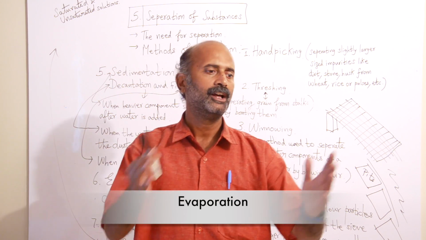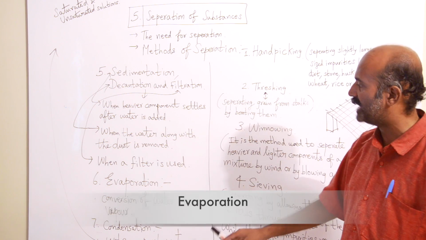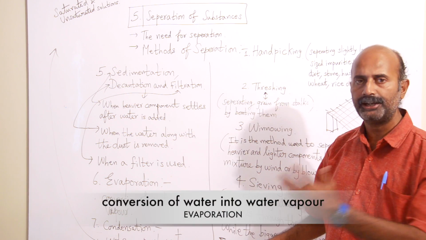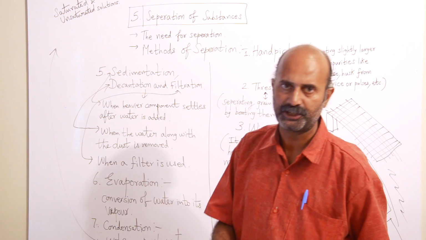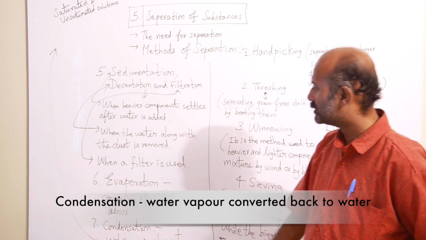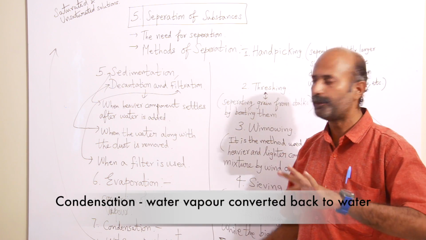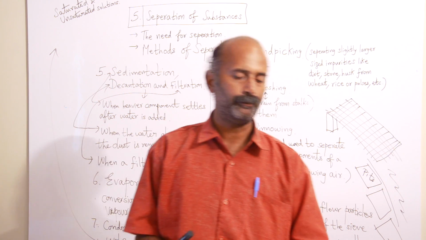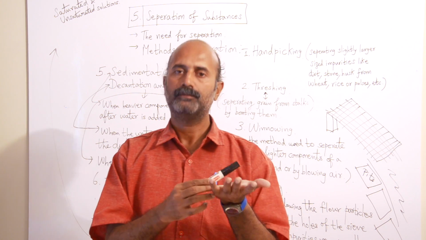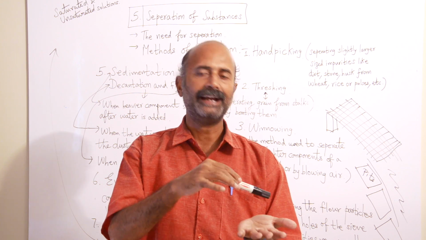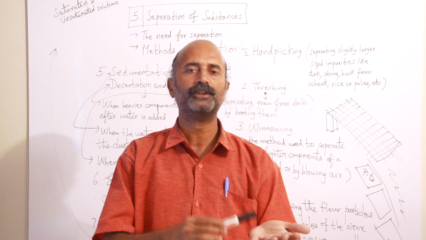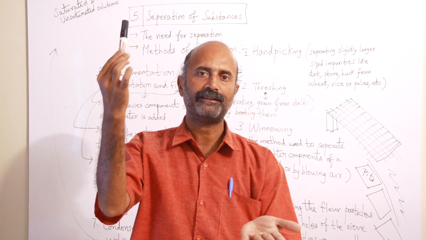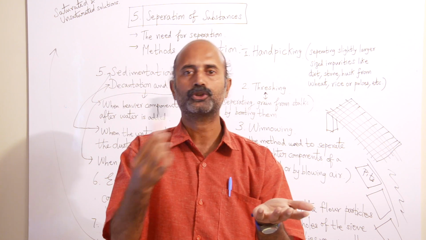Very, very simple. Evaporation can be defined as the conversion of water into water vapor, or a liquid into its vapor. And the opposite is condensation. When water vapor is converted back into water, that is known as condensation. For example, you take a sugar or salt solution and keep it in a place, or if you want to make the evaporation faster, you heat it. So what happens? The liquid part evaporates and the solid sugar or salt remains.